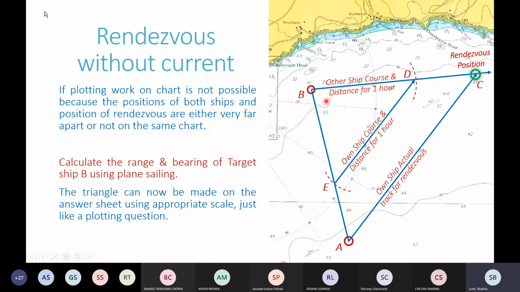Now, once the range and bearing of the target ship is known to us, we can make this entire plot or the triangle ABC on our answer sheet using an appropriate scale, exactly similar to how we do plotting questions. We do staggered and simultaneous plotting questions on our answer sheet. Exactly in the same way, we can now plot this triangle, the rendezvous triangle, on our answer sheet by using an appropriate scale.